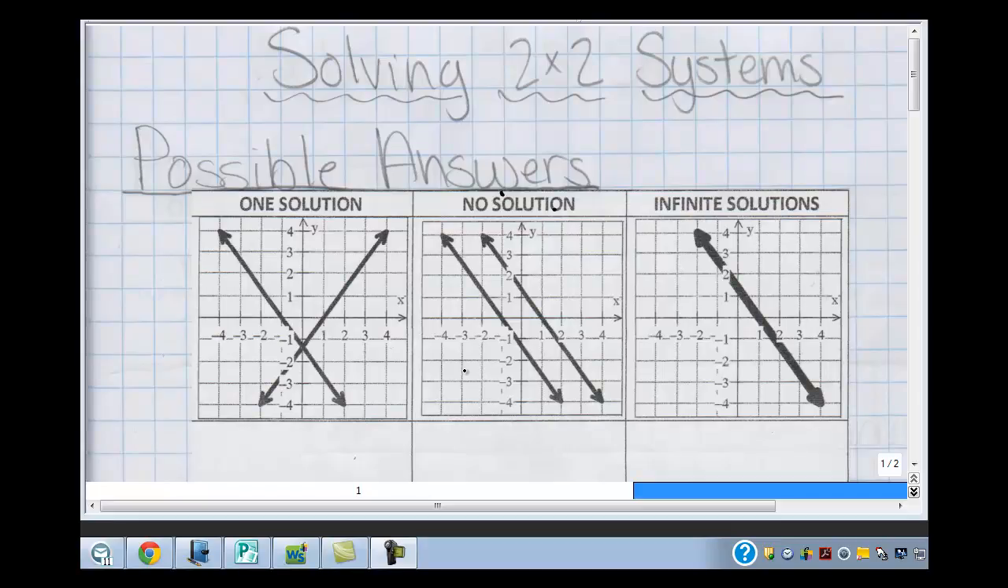We'll begin our unit on systems of equations with solving 2x2 systems. Possible answers would be where we would have one intersection, where it crosses at one point, or where we have parallel lines, so there's no solution.